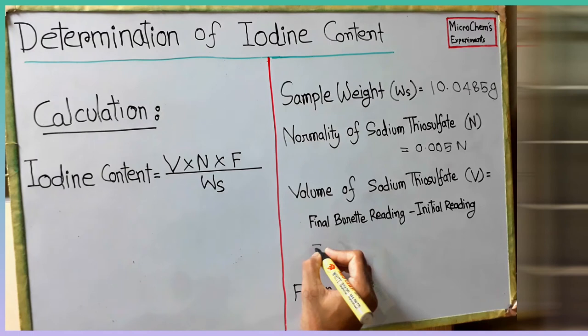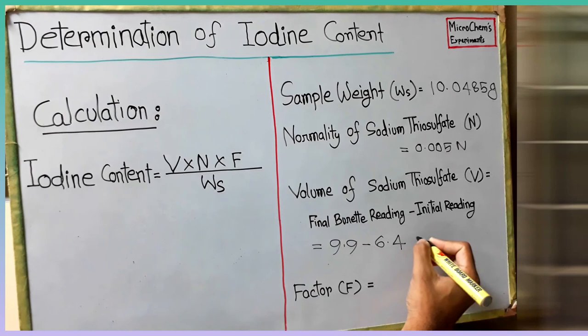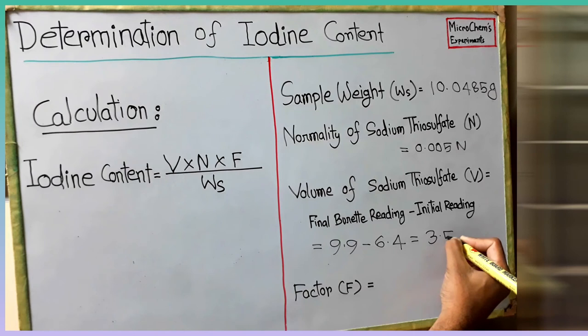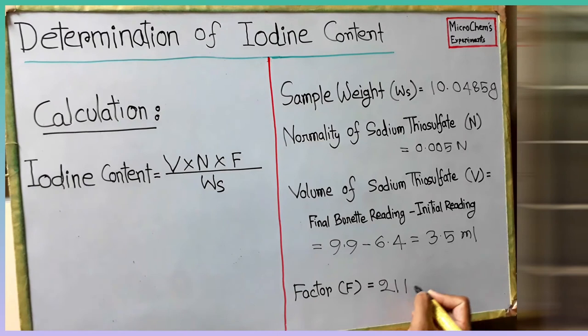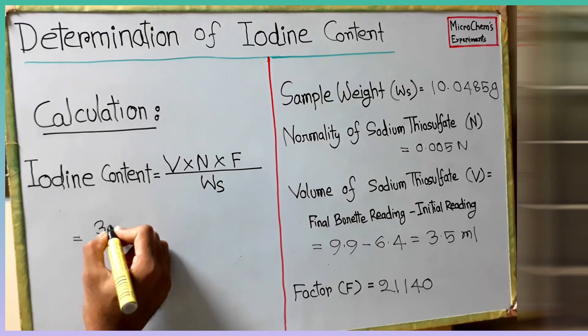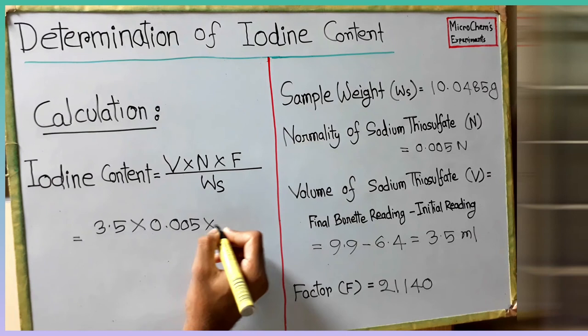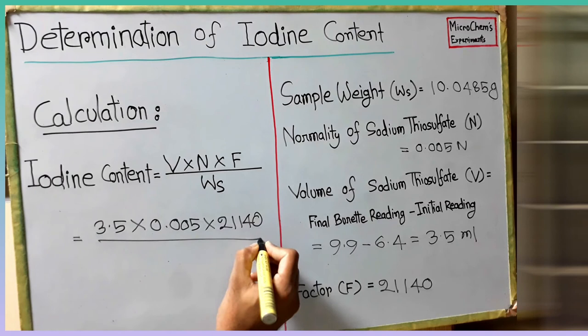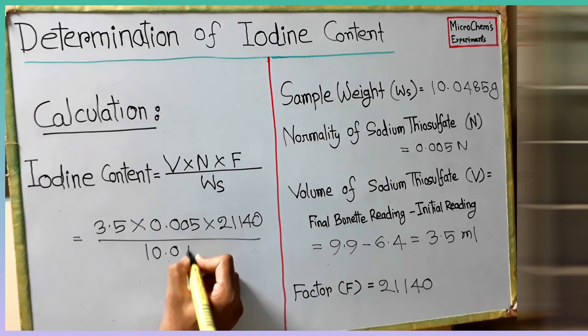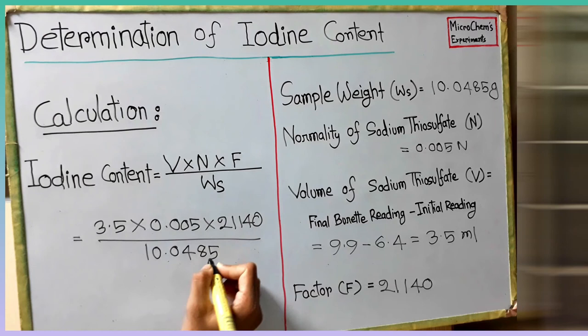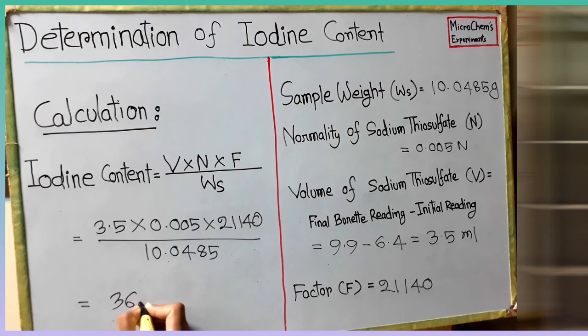We can find the volume of 0.005 normal sodium thiosulfate by subtracting the initial reading from the final burette reading, which is 3.5 ml. Factor of this calculation is 21140. By solving the equation, we get the iodine value of our sample is 36.81 ppm.